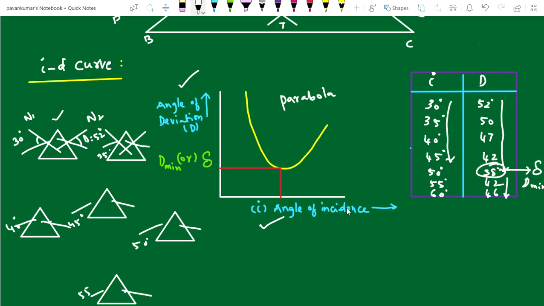The angle of deviation has a minimum point. At this point, the angle of incidence must be equal. The two refractions must be equal. Let us say I1 is equal to I2, which is equal to I, at angle of minimum deviation.